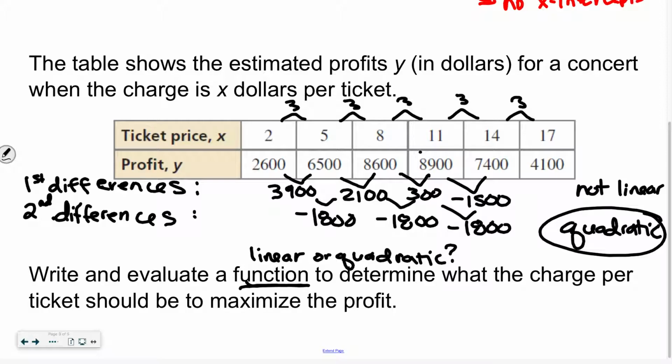Anybody else got any other ideas? How might you else be able to tell if the data looks linear or quadratic? Keyword: looks. Oh, okay, look at your table. 26, 65, 86, 89. It's going up. And then 74, 41. It's going down. Does a line go up and then down?